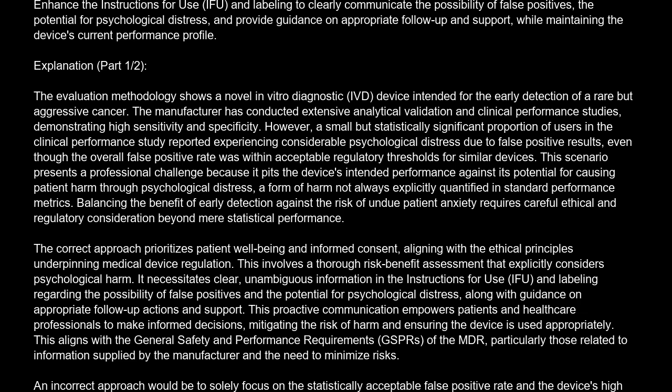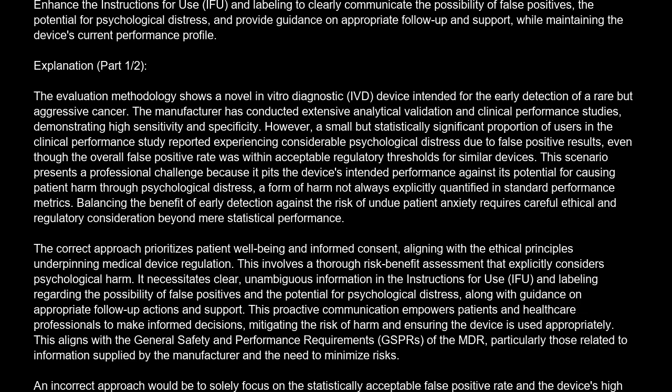It necessitates clear, unambiguous information in the instructions for use (IFU) and labeling regarding the possibility of false positives and the potential for psychological distress, along with guidance on appropriate follow-up actions and support. This proactive communication empowers patients and healthcare professionals to make informed decisions, mitigating the risk of harm and ensuring the device is used appropriately. This aligns with the General Safety and Performance Requirements (GSPR) of the MDR, particularly those related to information supplied by the manufacturer and the need to minimize risks.